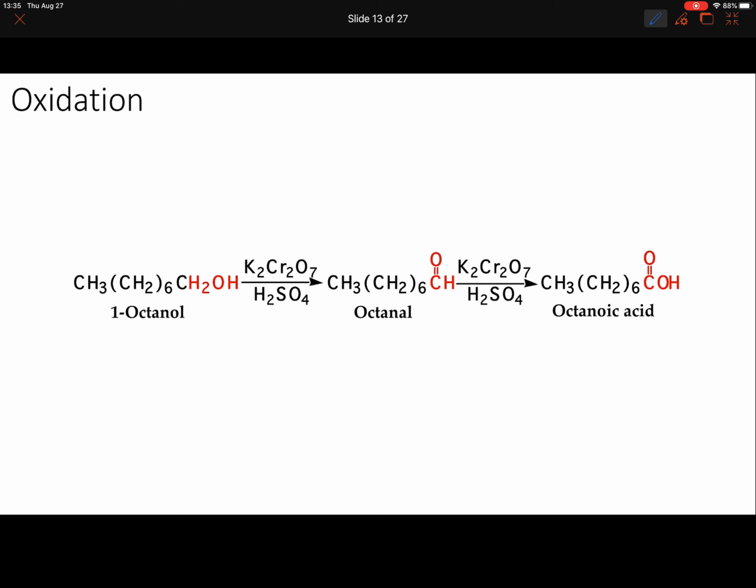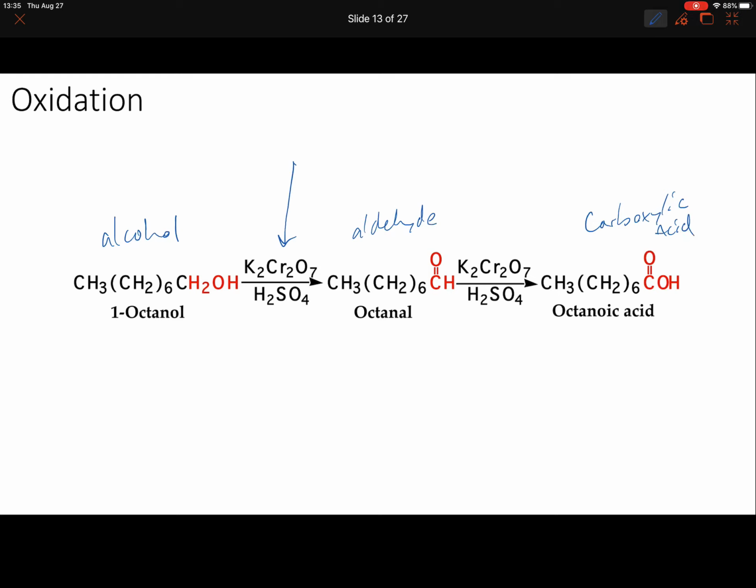Oxidation of a primary alcohol will give an aldehyde or a carboxylic acid, depending on experimental conditions. So if we use potassium dichromate on 1-octanol, on this alcohol, the first round of oxidation is actually going to create the aldehyde. Now, if we allow this to continue to react, if we don't stop it or we just try to push it all the way to the end, then we'll get the carboxylic acid.